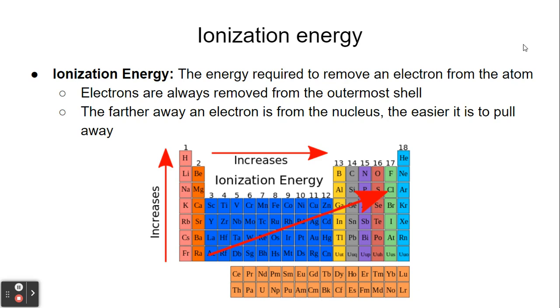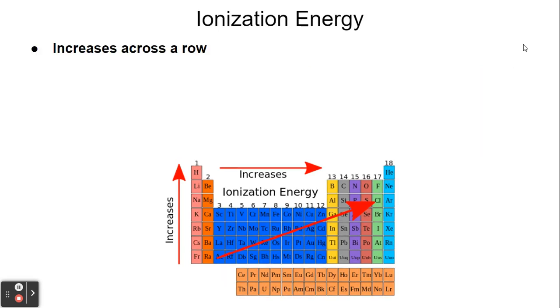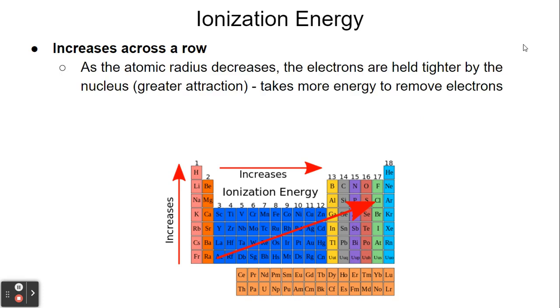If something has a high ionization energy, that means it's really hard to remove the electron from the atom. If something has a lower ionization energy, it is easy to remove an electron from that atom. Ionization energy is going to increase across a row. Remember, this is because the atomic radius is decreasing across a row. As the atomic radius decreases, those electrons are held tighter by the nucleus because the distance from the nucleus is smaller, and therefore it's going to take more energy to remove those electrons.